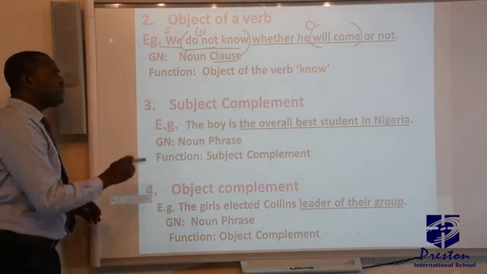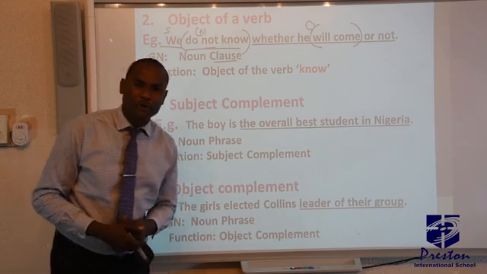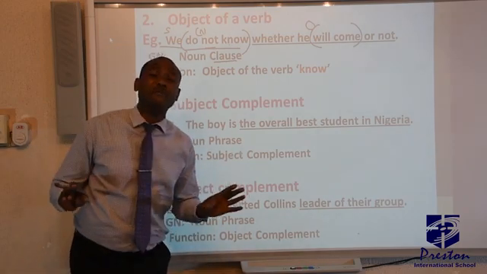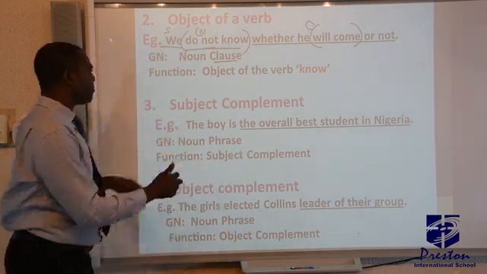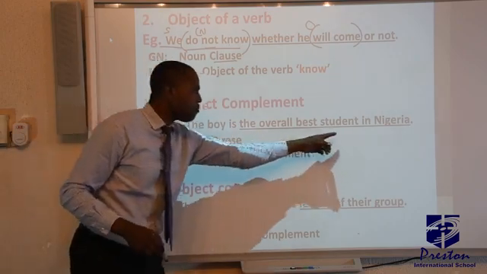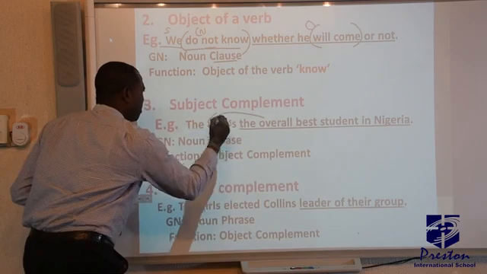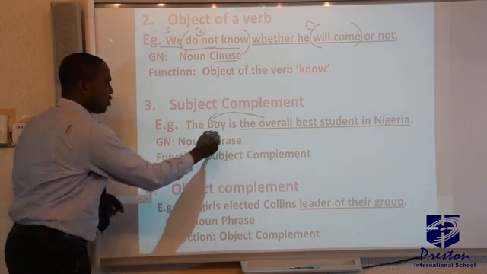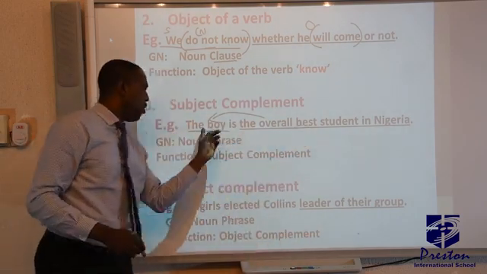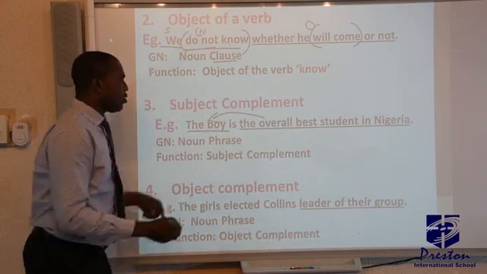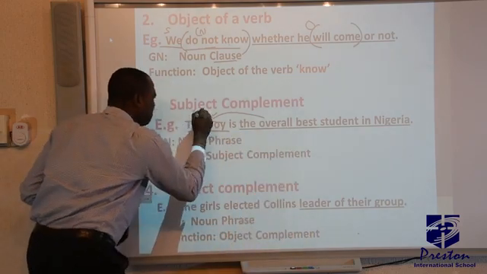Number 3, subject complement. A noun phrase or clause functions as subject complement. For example, the boy is the overall best student in Nigeria. You can see that this rolls back to the subject. Who is the overall best student? The boy. Who is the boy? The overall best student. So this is complementing the subject.